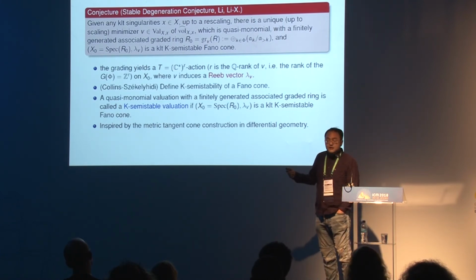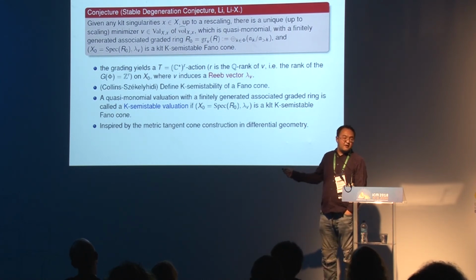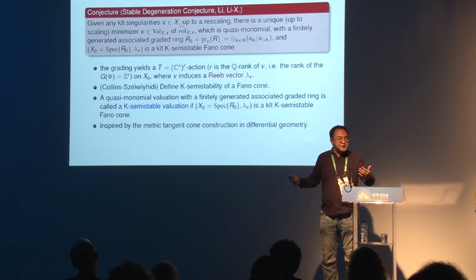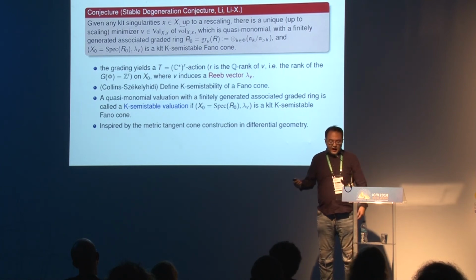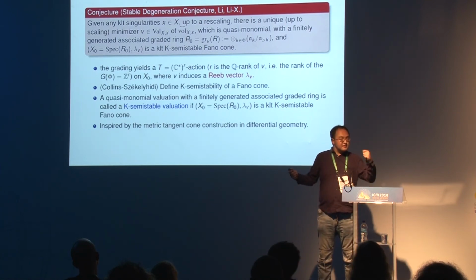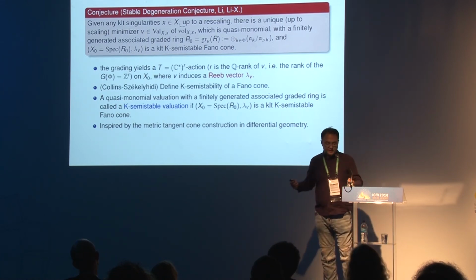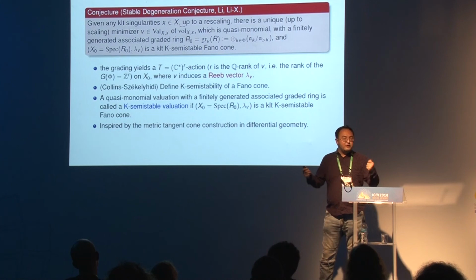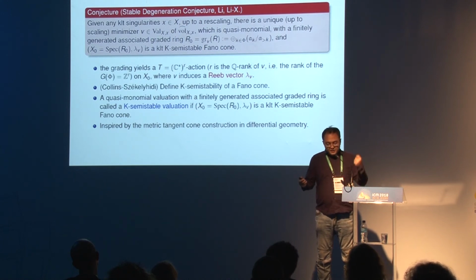Now if I put X0, which is the spec of the graded ring, my valuation will induce a vector. Because there is a grading here, there is a torus action on this X0. Once you have this torus action, you can talk about the Reeb orbit. And this valuation V will induce a Reeb orbit lambda V. And we conjecture this X0 with lambda V is a K-semistable Fano cone.